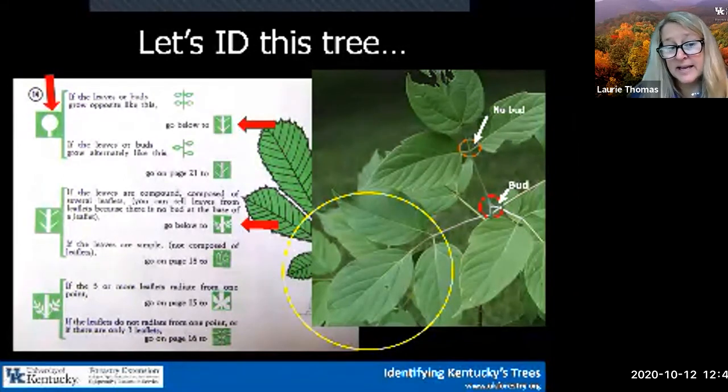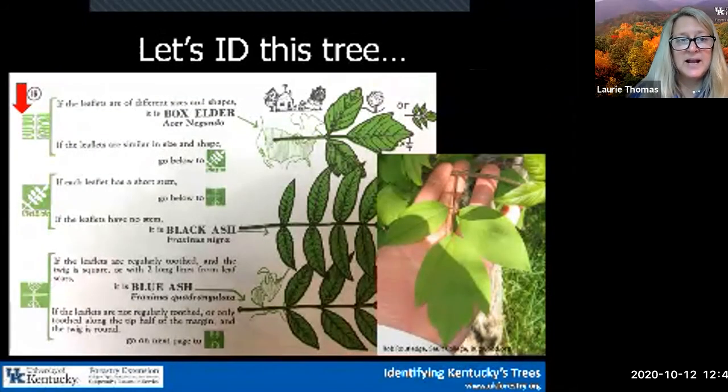So, you had to have five or more radiating from the same point. So we want to look at our symbol there. That's the pinnately compound symbol. Take that over to page 16. That's the bracket at the top.